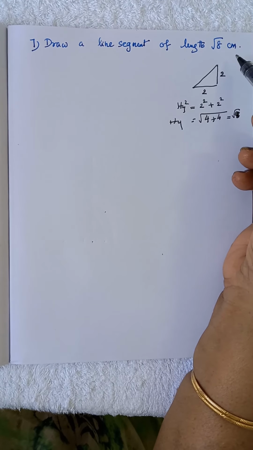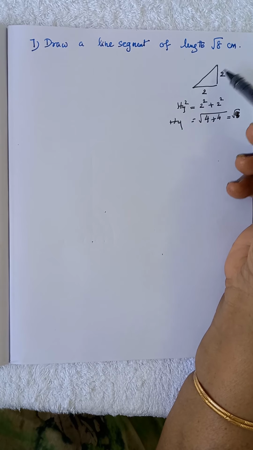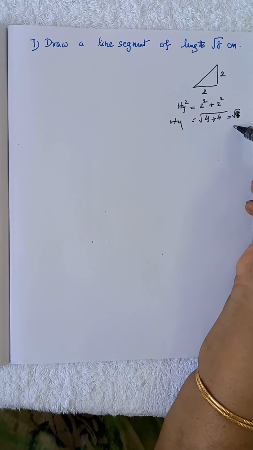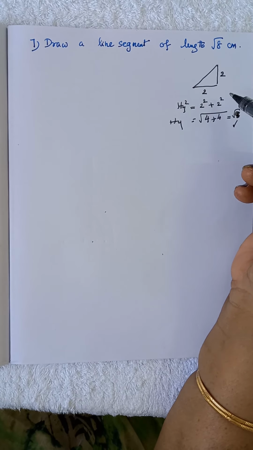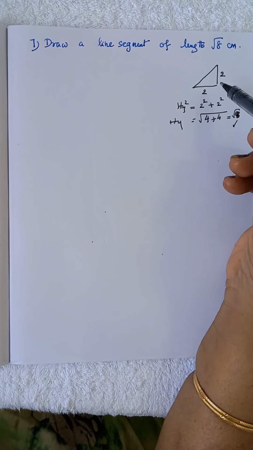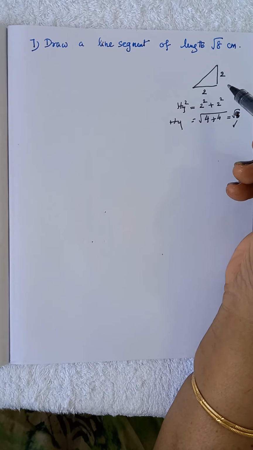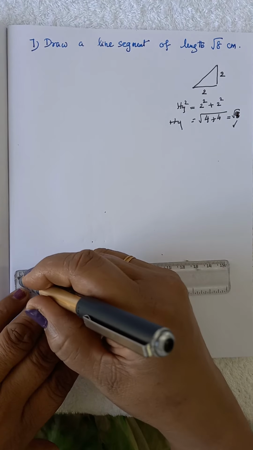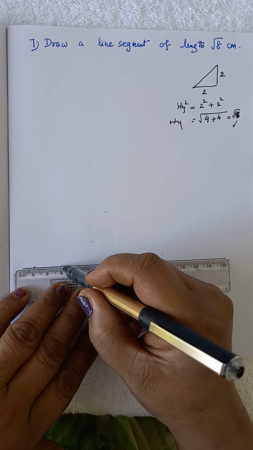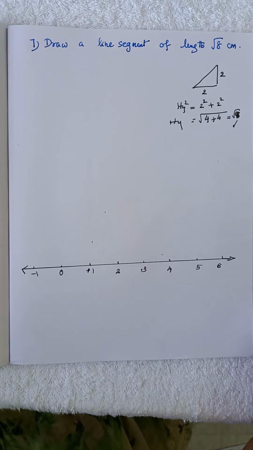So as in our question, in order to draw a line segment of length root 8 centimeter, we have to get the length of the hypotenuse as root 8 centimeter at first. So for that, we have to draw a triangle with the base 2 centimeter and altitude 2 centimeter. So first of all, let us draw a line. This is the line where we have to mark 2 centimeter as one unit. Here I have marked 0, minus 1, 2, 3, etc.